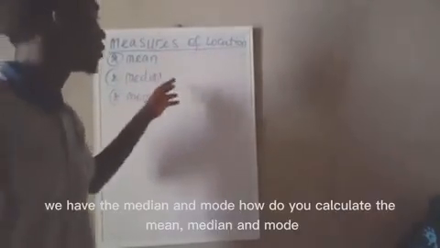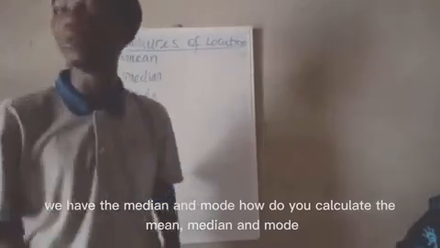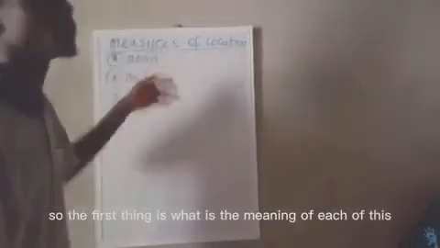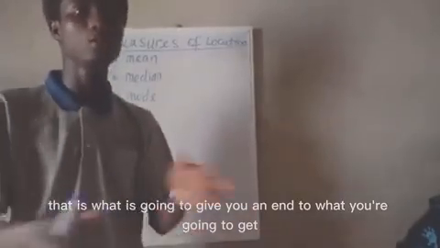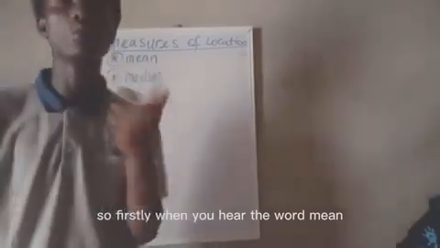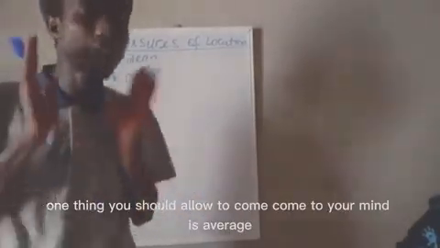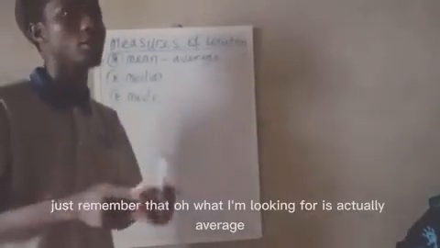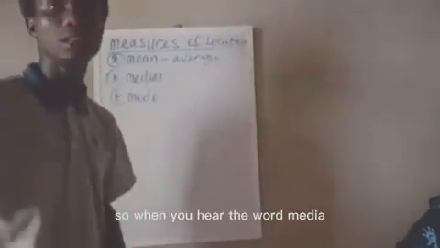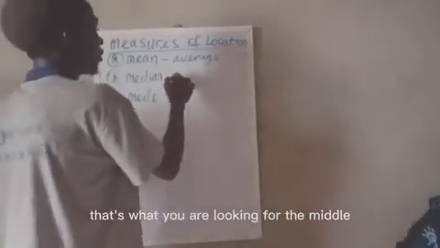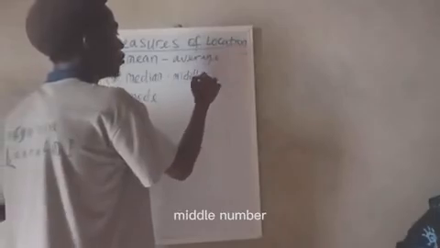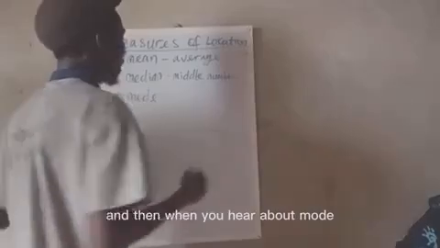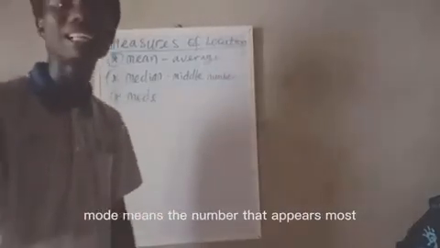Now, we have mean, median, and mode. How do you calculate for mean, median, and mode? The first thing is, what is the meaning of each of these? That is what is going to give you a hint to what you're going to get. So firstly, when you hear the word mean, one thing you should allow to come to your mind is average. When you hear the word median, median means the middle number. That's what you are looking for, the middle number. And when you hear about mode, mode means the number that appears most.